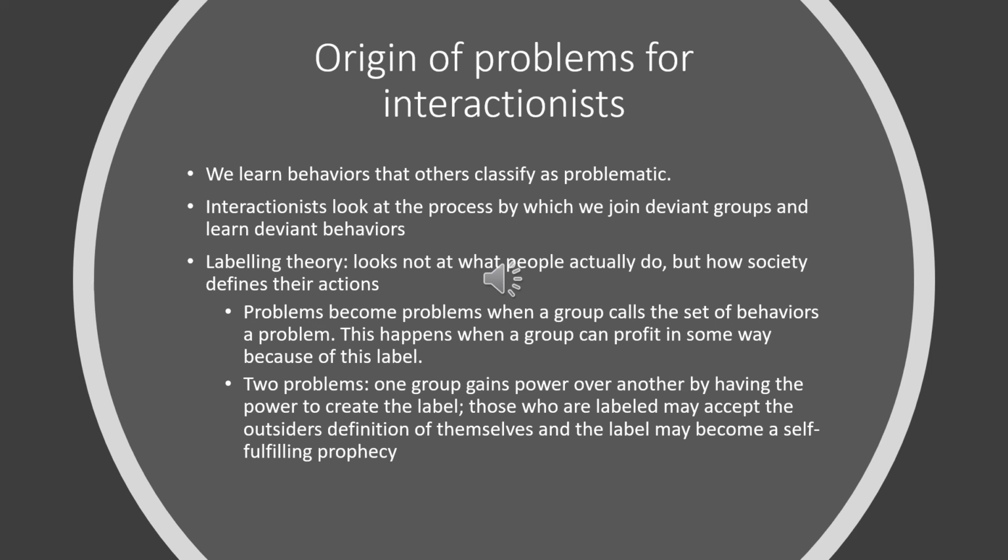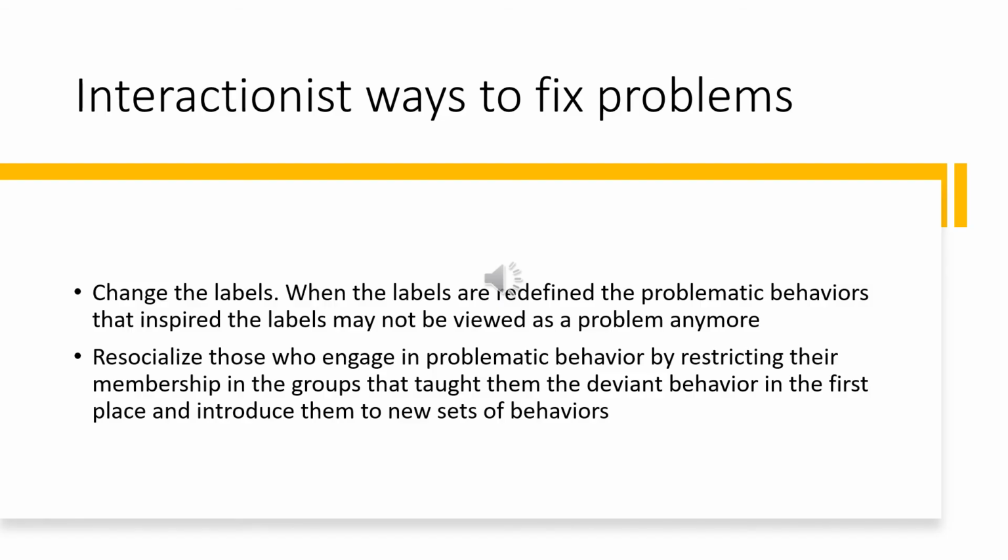So one group can gain power over another by having the power to create the label, and then those who are labeled may accept that definition of themselves. Instead of that social construction process of themselves, they will be accepting other people's labels for them instead of self-declaring their own labels. So how can you fix a problem? If you are an interactionist, you can change the labels.